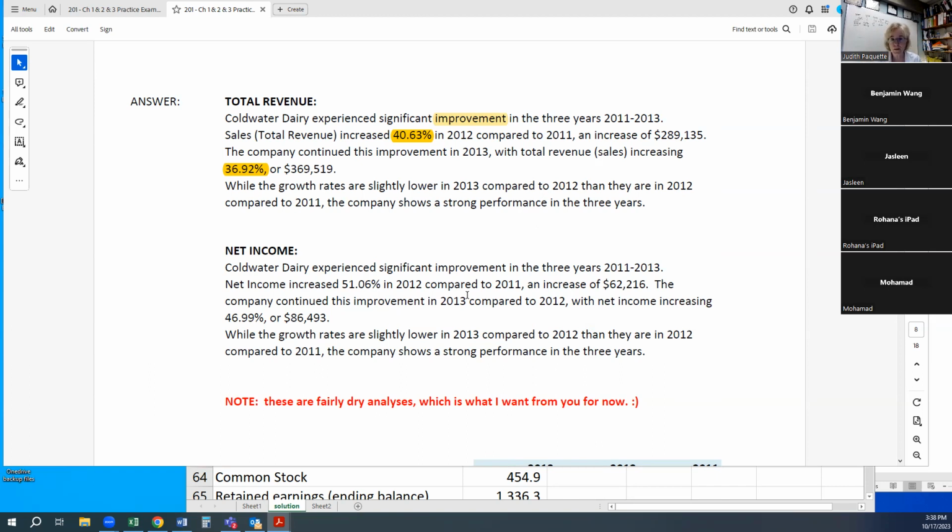Is this a favorable trend? Is this an unfavorable trend? Is it neutral, or is it inconsistent? Did it go up one year, down the next, and so forth?